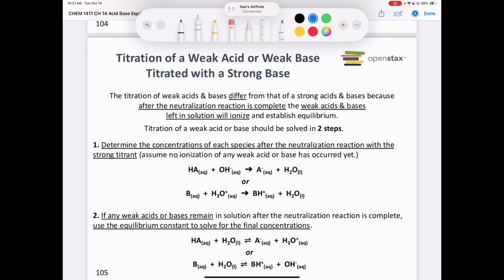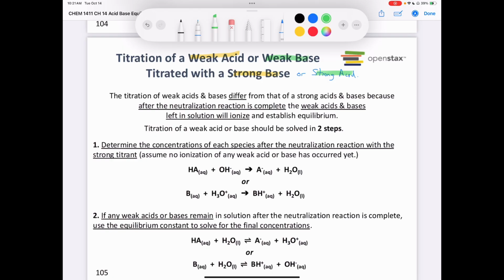Okay, so now we're going to turn our attention to the titration of a weak acid or a weak base being titrated with a strong base or a strong acid, right? Because of course, a weak acid would be titrated with a strong base, and a weak base would be titrated with a strong acid, right?